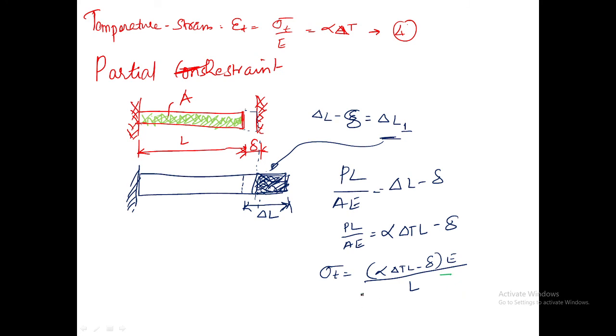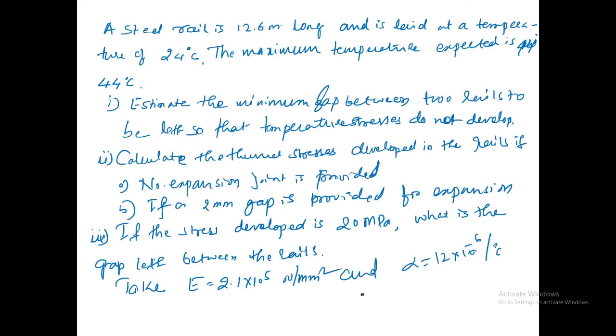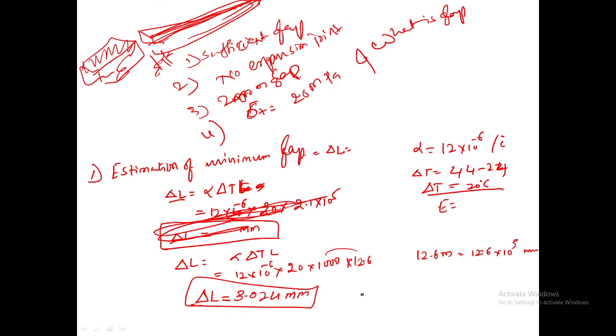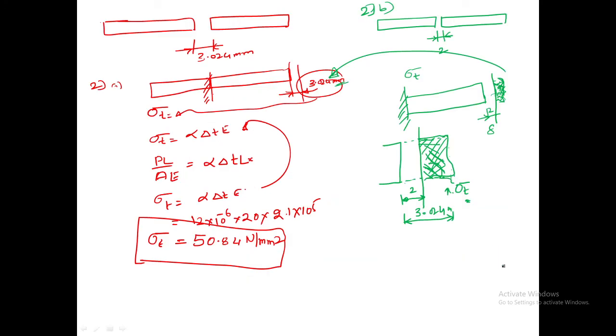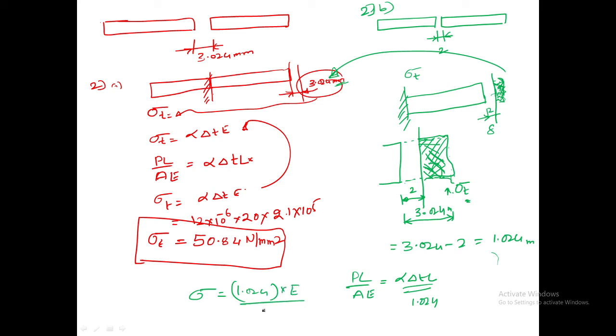Otherwise, you write it stepwise. You are going to get a difference of only 1 point something distance here. So what is the distance it has to compress? 3.024 minus 2, it is 1.024 mm that has to compress. Now you can write it for stress here. So PL by AE equals alpha delta T L. Now you need to compress only for this much amount. Now you can find out 1.024 into E divided by L.